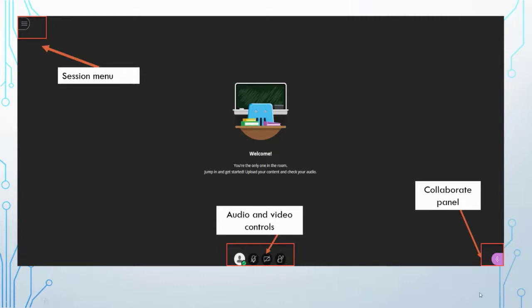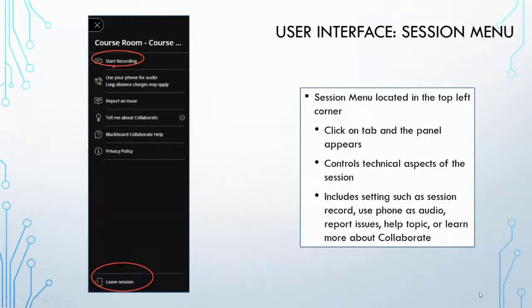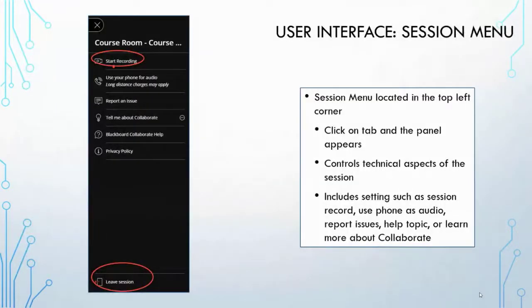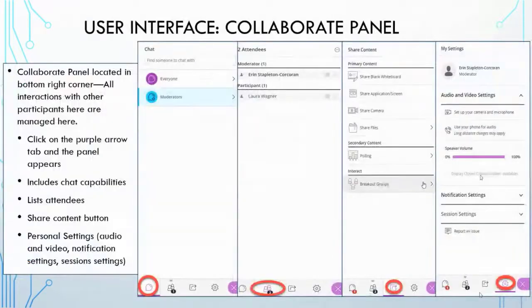Now we're going to talk about the session menu, which was the item on the top left. When you click on that little session menu in the top left, you get these options. This is where you start the recording. You can find information about dialing in. And this is where you leave the session. Those are the main controls. You can get some help information as well. But basically it is just starting the recording and leaving the session that are pretty important on the session menu.